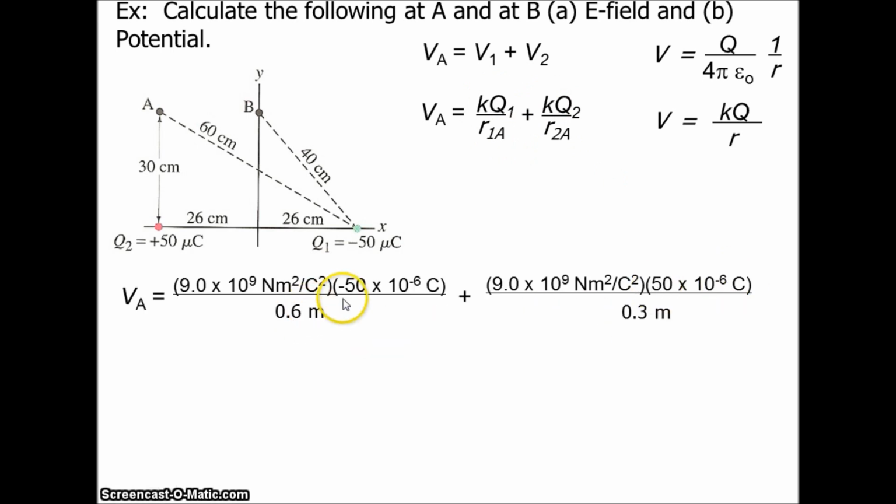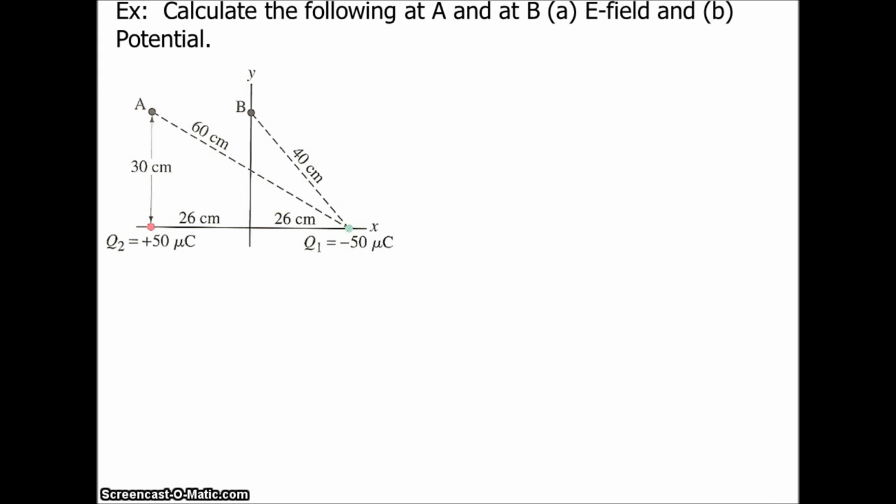So plug in kQ1 over the distance plus kQ2 over its distance away from A. Simplify, we get 7.5 times 10 to the fifth volts. That's my answer. Much quicker, much easier, because it's scalar as opposed to vector. Okay, now let's look at B.